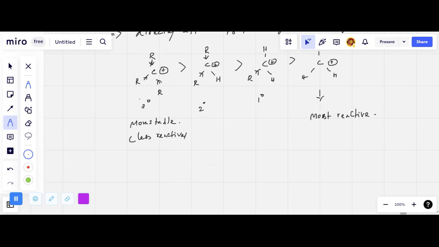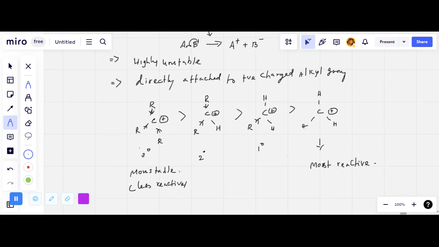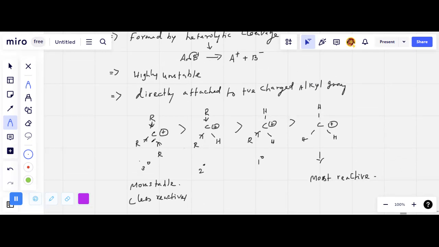Yes, no. Which one? This, the tertiary, secondary, and the primary. Yeah? Okay.